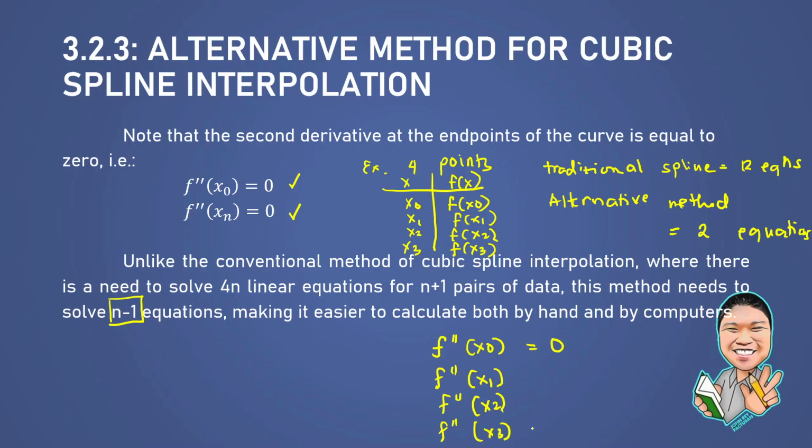So, yung unang dalawa or itong dalawang tigsaduluhan 0, kasi nga note that the second derivative of the curve sa dalawang endpoints ay 0. So ito na lang yung mga unknowns natin. So yung f double prime at x sub 1, syempre yun yung point na x sub 1, f of x sub 1, tapos x sub 2, f of x sub 2. So ito na lang yung isosolve natin. So 'di ba? From 12 equations, dalawa na lang. Kaya nga mas madali itong i-compute by hand. So, ito yung kagandahan ng alternate method.